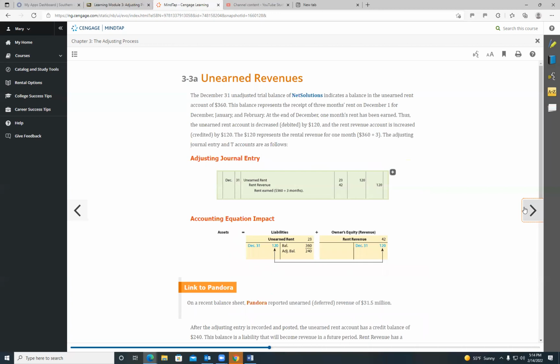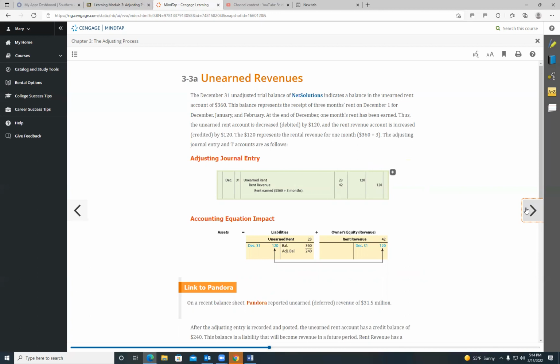So let's look at unearned revenues. If we remember correctly, back on December 1st, in a previous chapter when we first started talking about unearned revenue, the example was that on December 1st, Net Solutions received payment of rent in advance. They received 3 months of payment in advance.